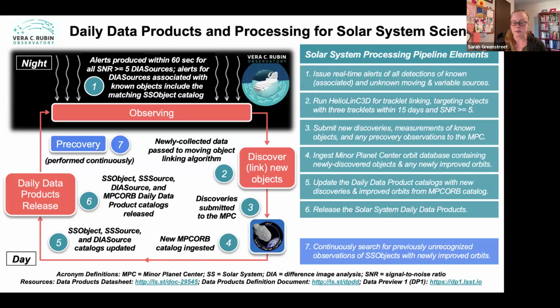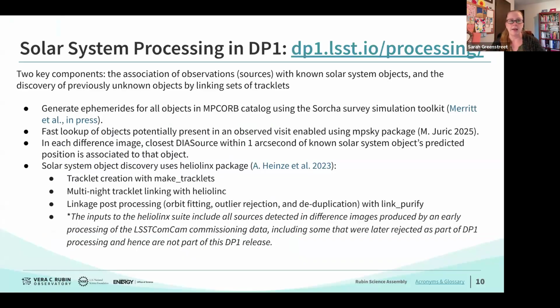And so for DP1, this whole process was essentially used in a slightly less automated way so far. There are some small differences between what's going to happen in the regular processing and specifically what was done for DP1. And again, all of this information is on the documentation page. The 2 key parts were associating sources with known solar system objects and discovering these previously unknown objects by linking these sets of tracklets. So I'm not going to go through all of the specifics here, but it's very similar to the process I just mentioned.